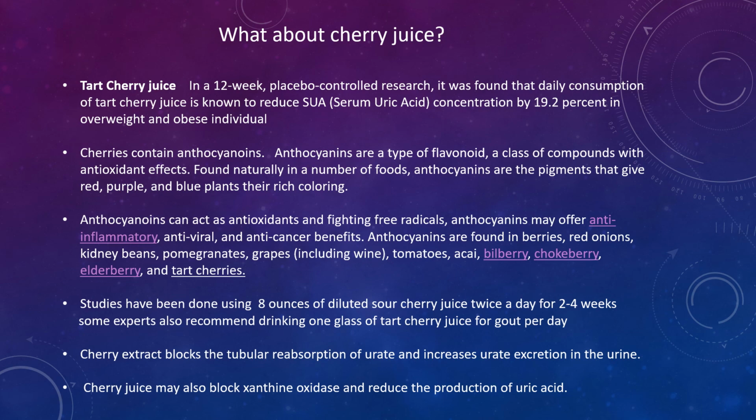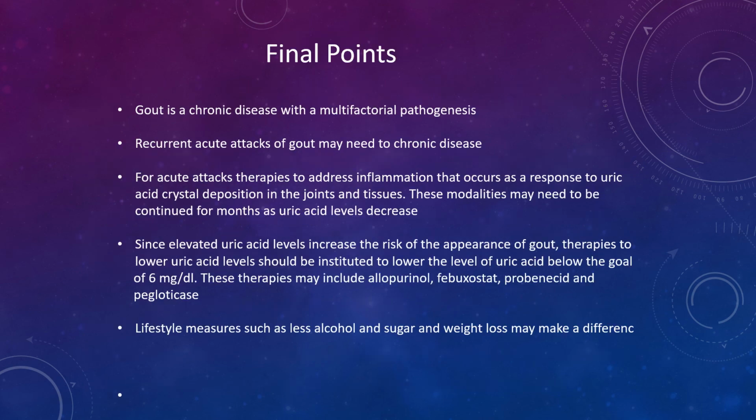But experts have recommended drinking 1 glass of tart cherry juice for gout per day. Cherry juice actually blocks the tubular reabsorption of urate, increases urate excretion in the urine, as well as blocks xanthine oxidation, which reduces the production of uric acid.